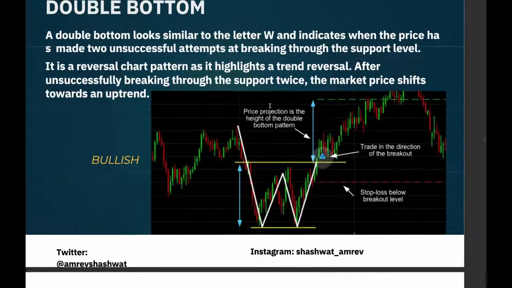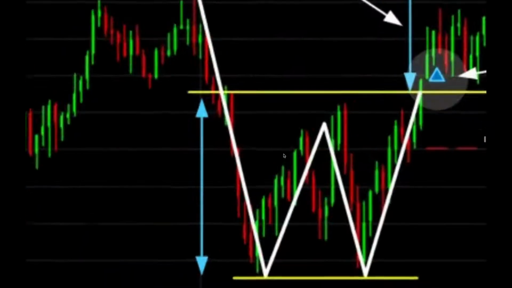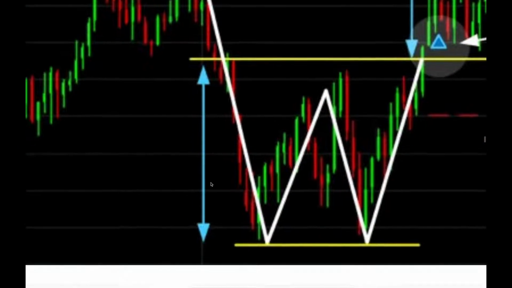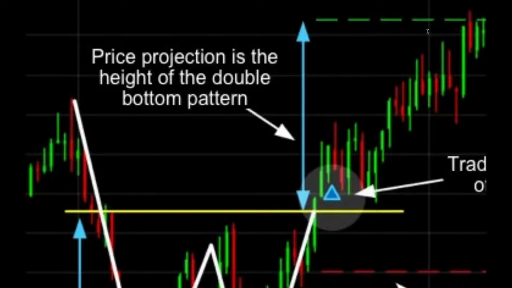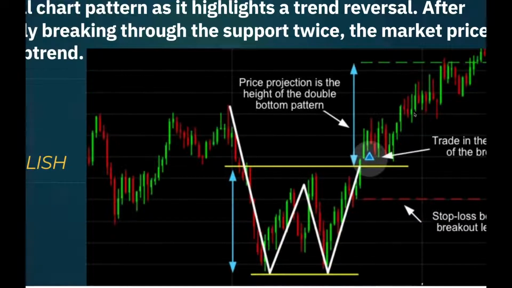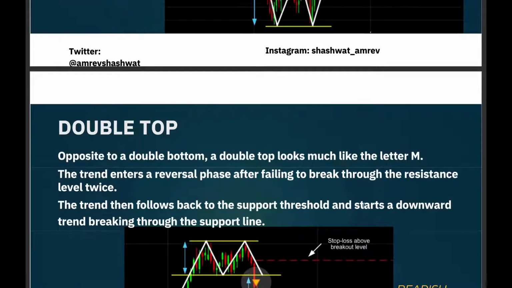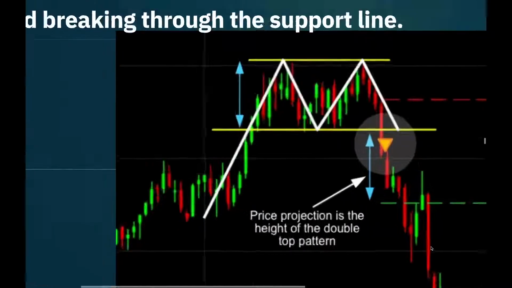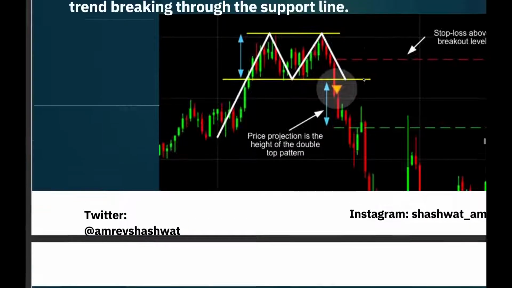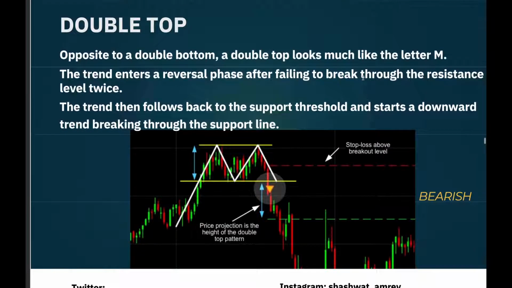Same, guys, okay? Double bottom, W structure. You have to measure the W's starting line, and this will become your target. Price projection is the height of the double bottom pattern. Similarly, for double top, this will show you an M structure, and over here you will see the projection. Same projection, same height will be this one. So your M becomes a double top, and W becomes a double bottom. I hope this is clear to everyone.